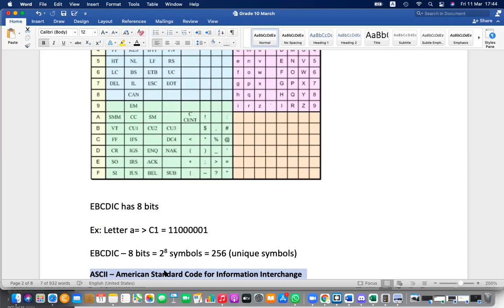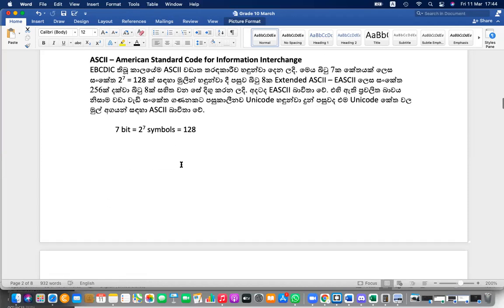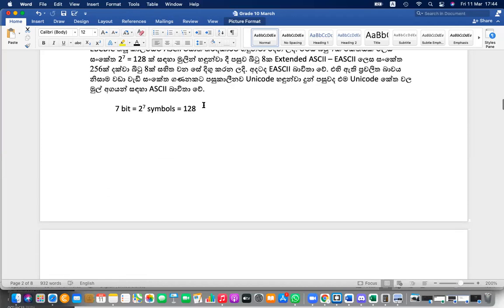So if there are 7 bits, how many characters can you represent? 7 bits means how many characters? 128, exactly, 128 characters. 7 bits means 128 unique symbols, right?